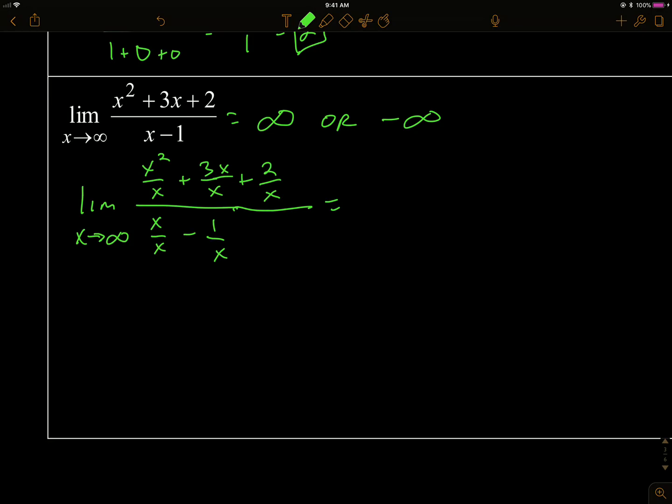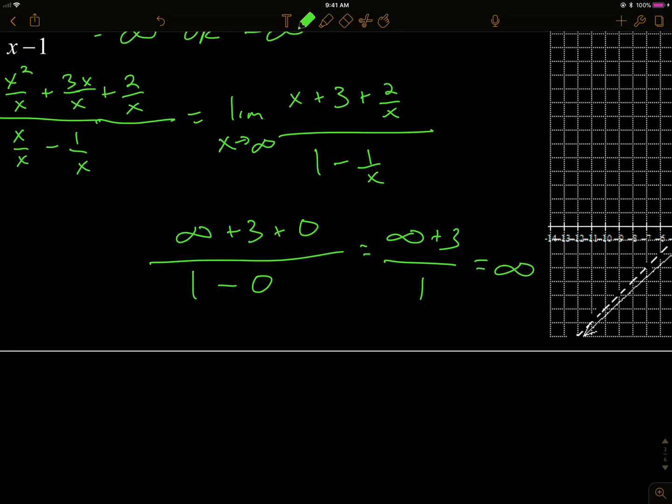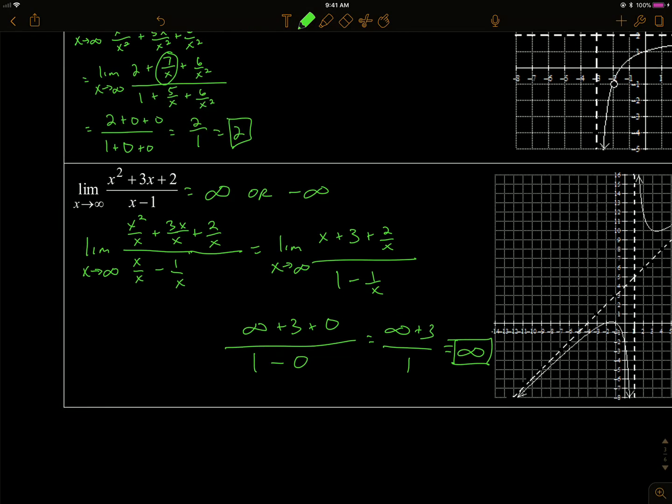All right, so when I simplify this, I get the limit as x approaches infinity of x plus 3 plus 2 over x, over 1 minus 1 over x. I can go plug in infinity, and I'm going to get a positive infinity plus 3 plus 2 over infinity goes to 0, over 1 minus 1 over infinity goes to 0. So it looks like I'm getting infinity plus 3 over 1. We know infinity plus 3 is infinity. Divided by 1 is still infinity. So that confirms our result of positive, or it doesn't confirm, we didn't know which one. So it's positive infinity.